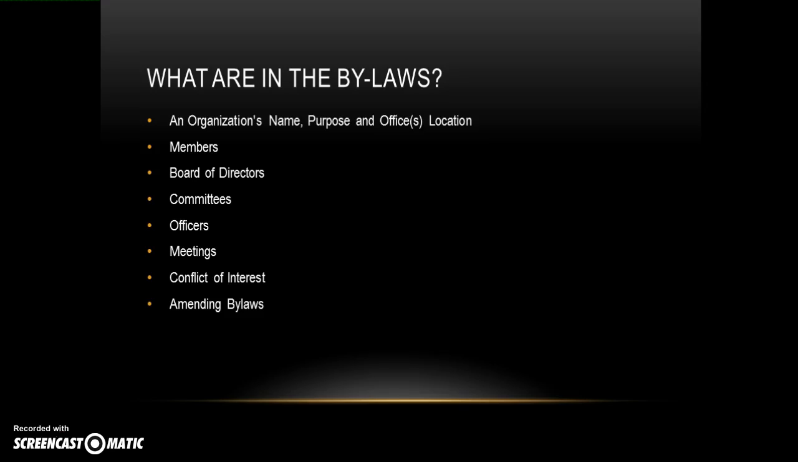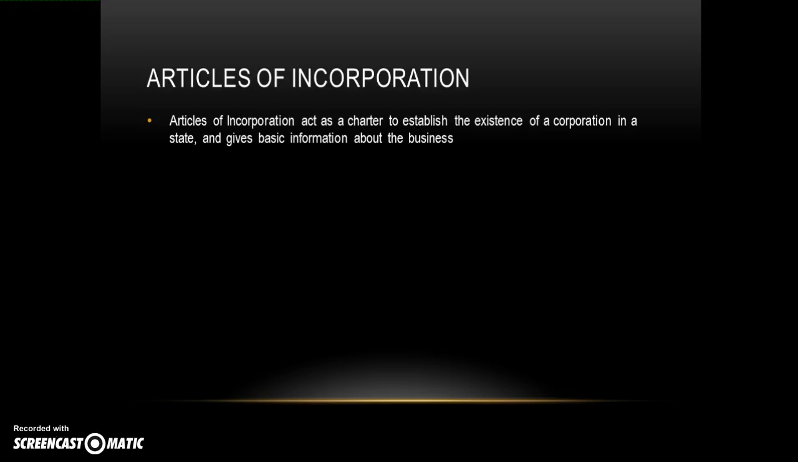Next, we have conflicts of interest. It is important that an organization has a conflict of interest provision in their bylaws. This protects them from IRS penalties which may occur if the IRS finds the organization providing unfair benefits to directors, members, or others. And last, we have amending bylaws. The bylaws should contain specific rules as to how they can be amended. It should also state who can recommend amendments and how these amendments will be voted upon.